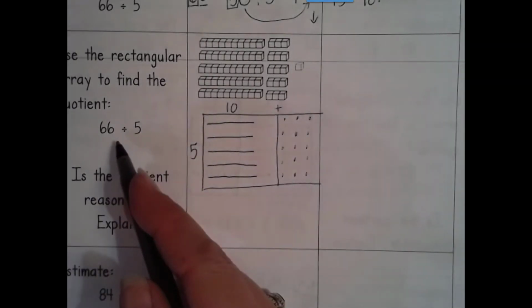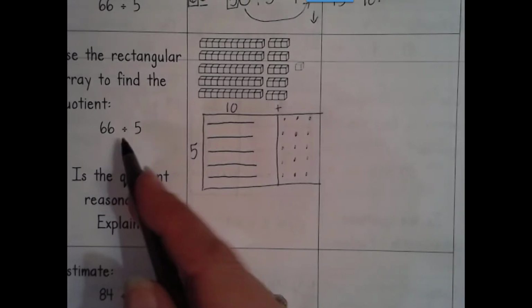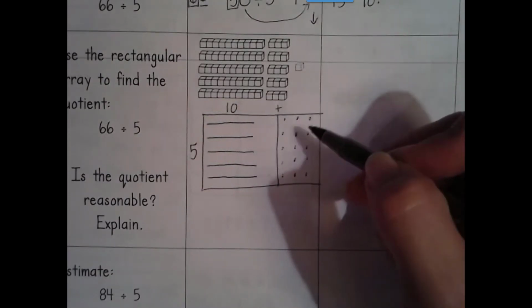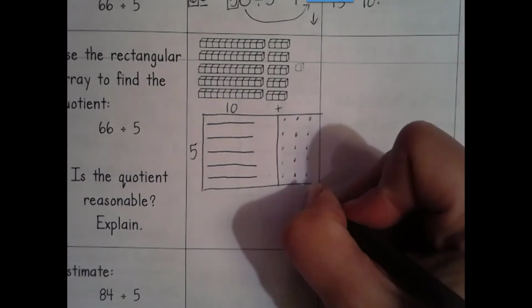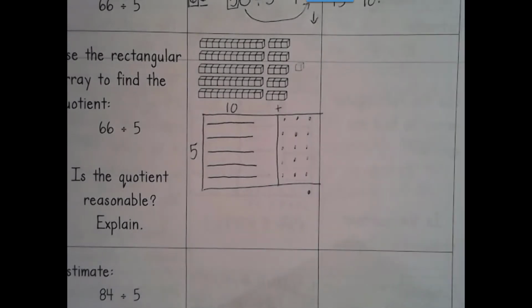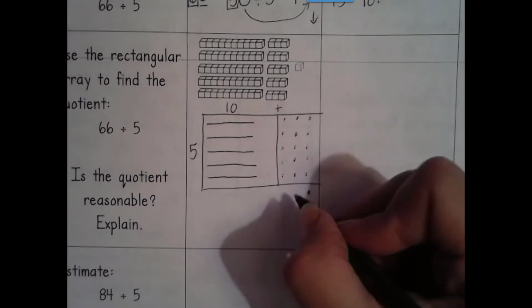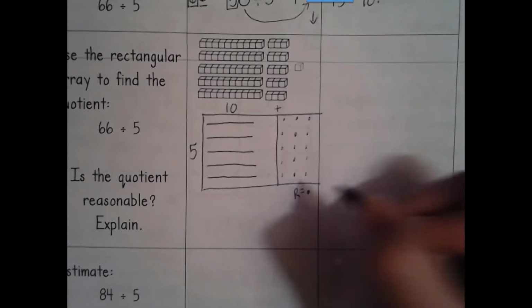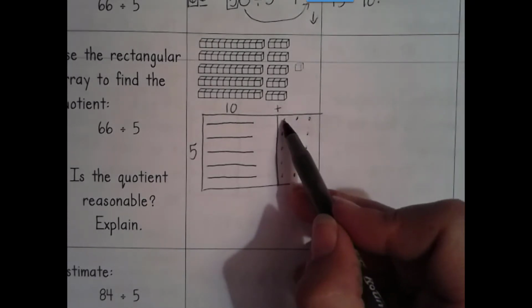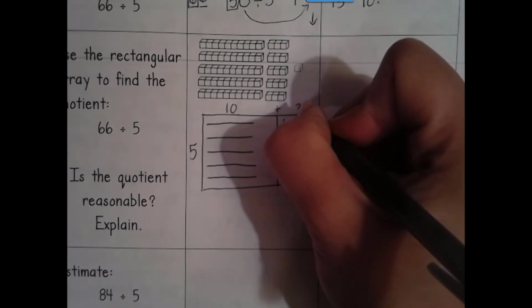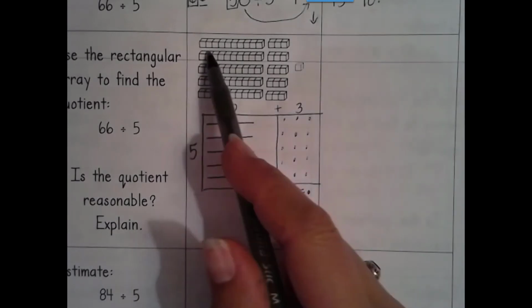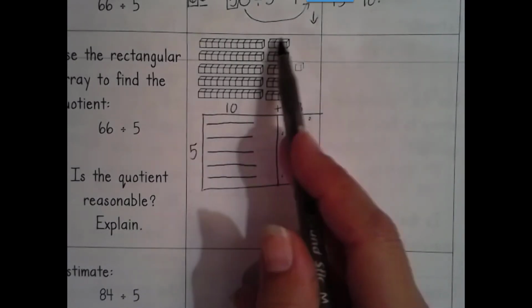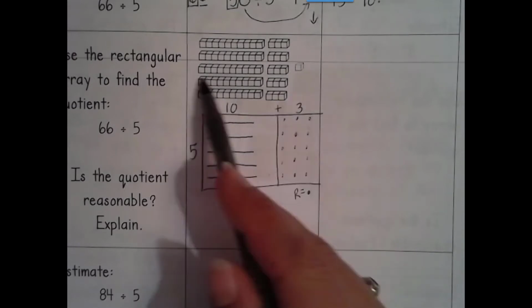But to get to 66, I need one more. I can't just put one more in one group. I need all my groups the same. So that one's going to be sitting out here. That one is my remainder. But in each row, I have 3, which is what I have here. 10 and 3 in each group.